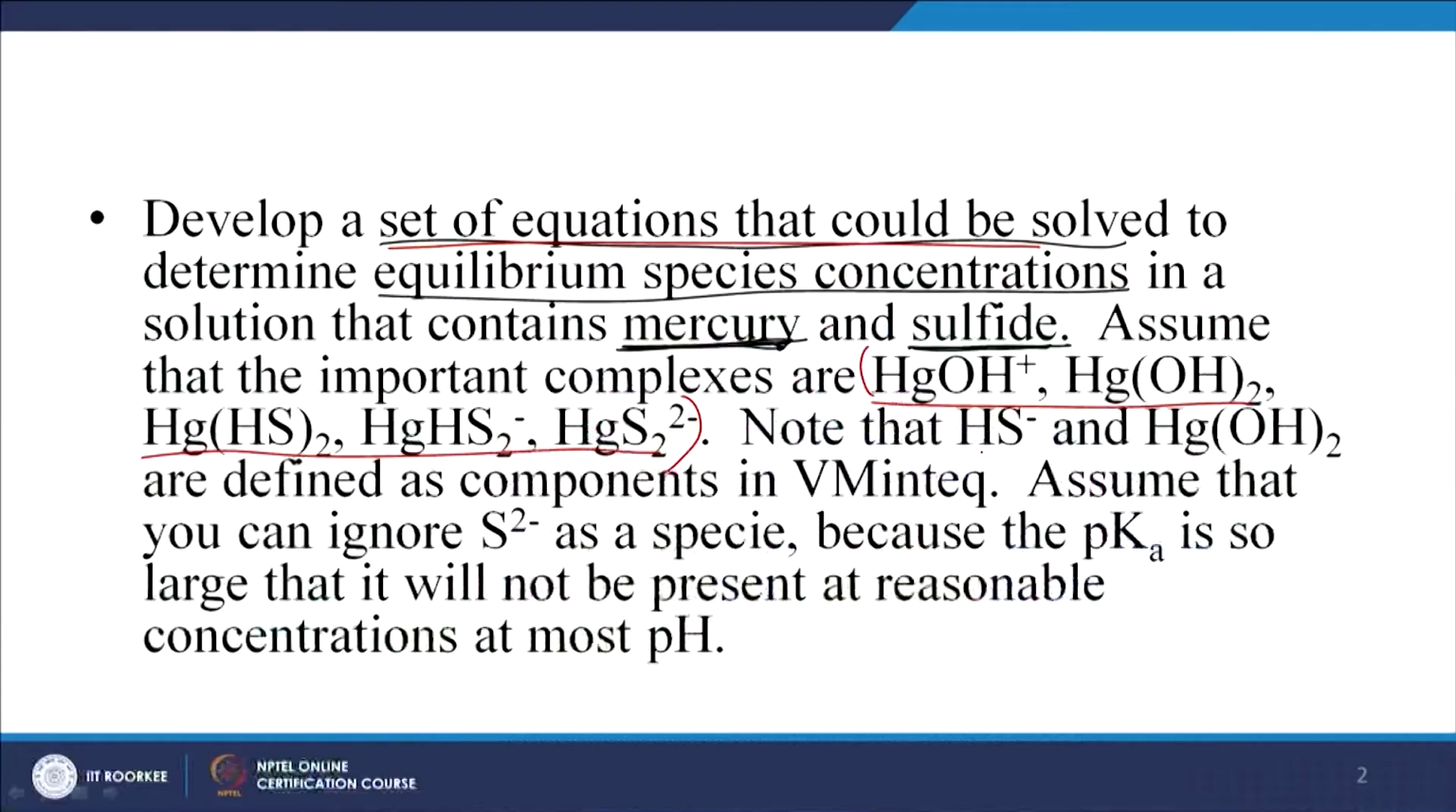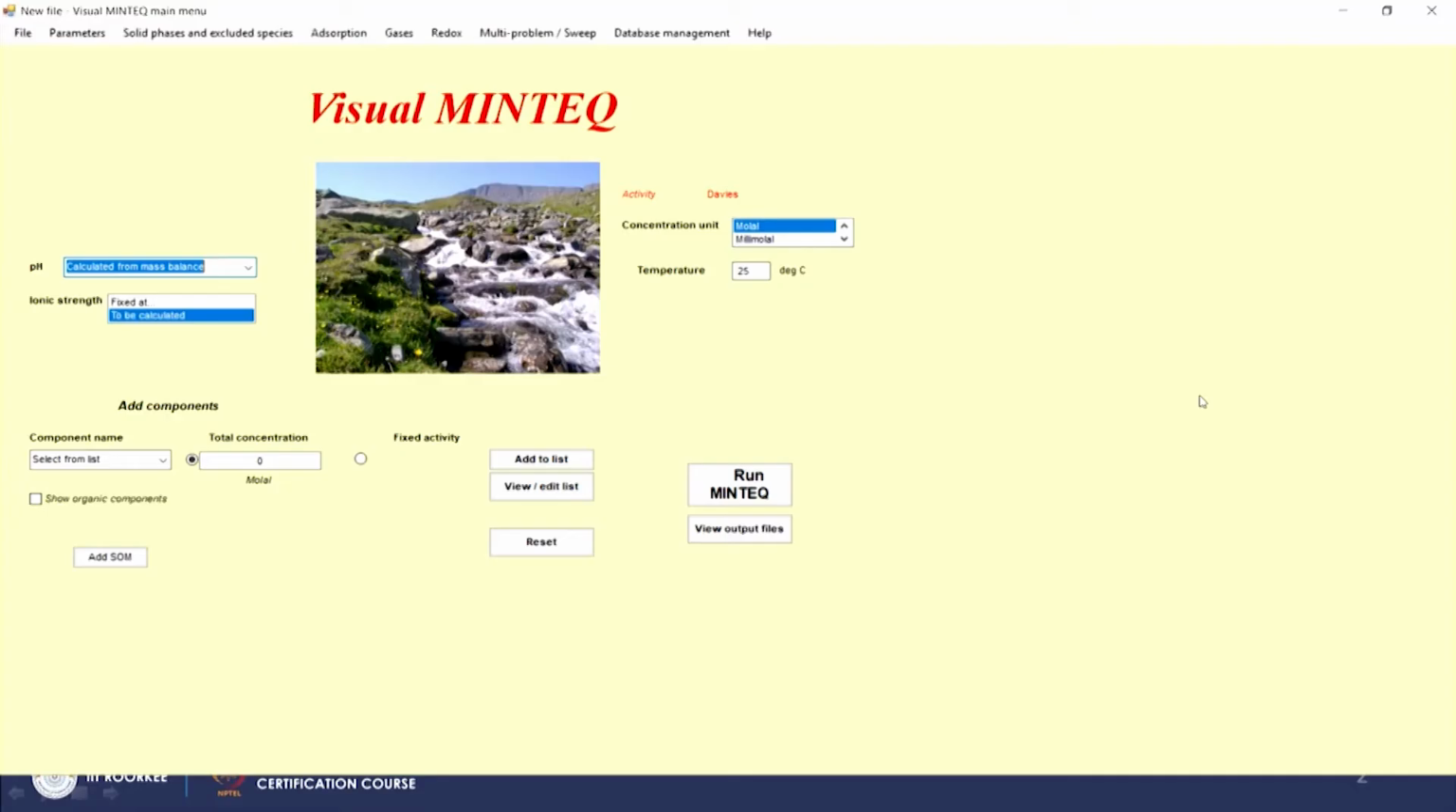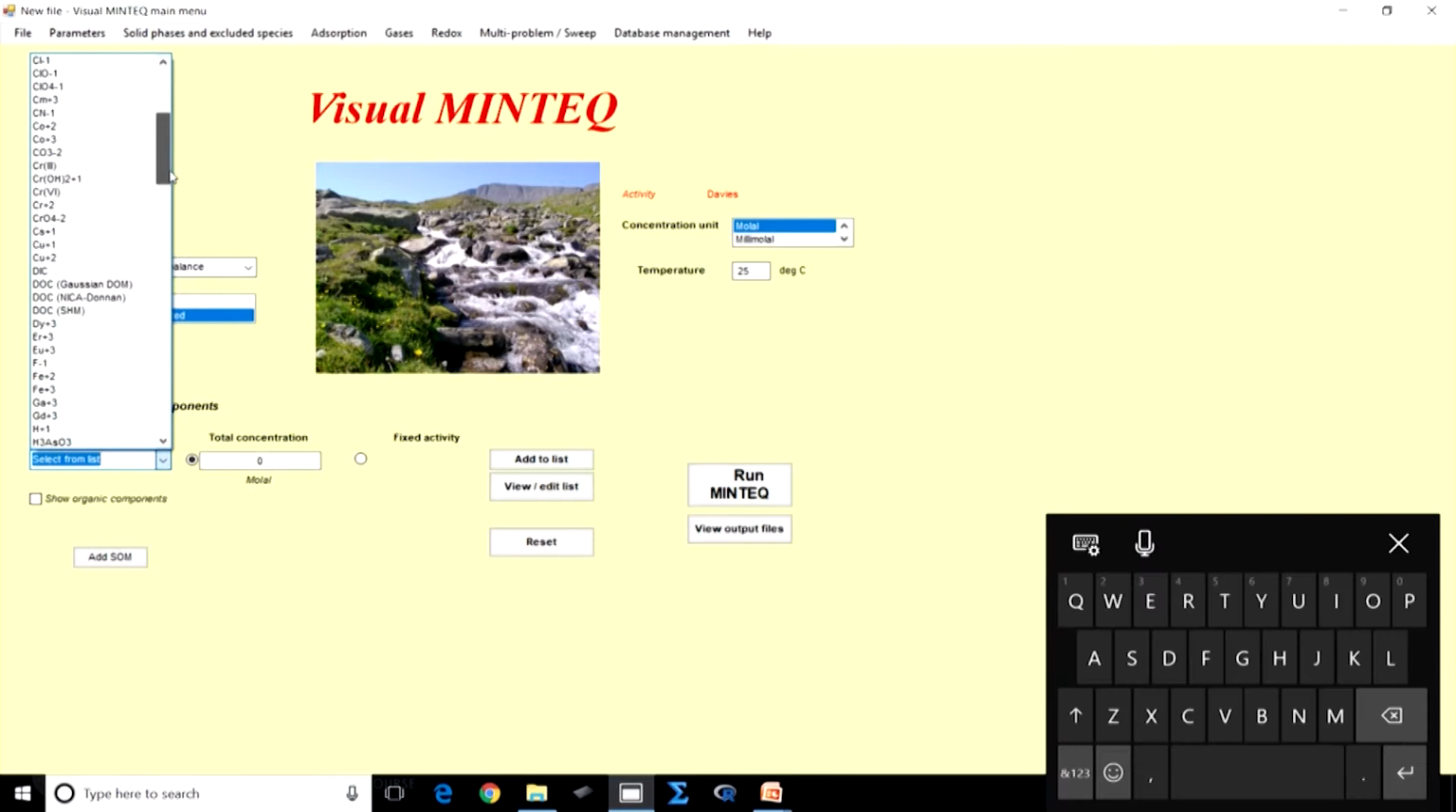So obviously, we can look at what components VMintech chooses, and it looks like VMintech chooses HS- and Hg(OH)2 as its components. So let's just check that. Do we have HS- here? HS-, there we have that. And let's check if we also have S2-. We do have S2-, but for this particular case, it makes more sense to choose HS-. And where do we have the Hg(OH)2? Here. So we have HS- and Hg(OH)2 here.